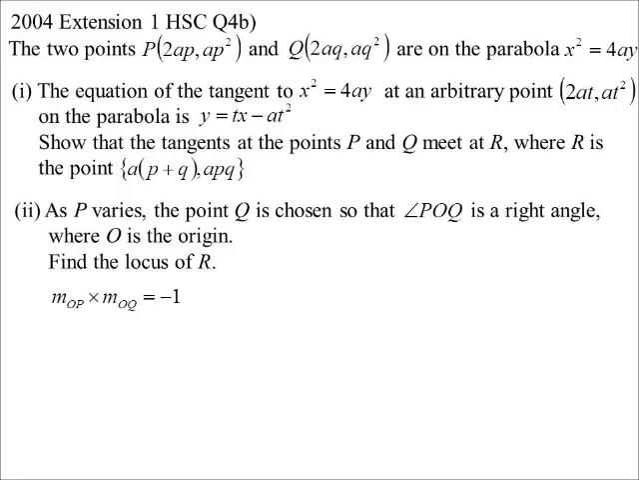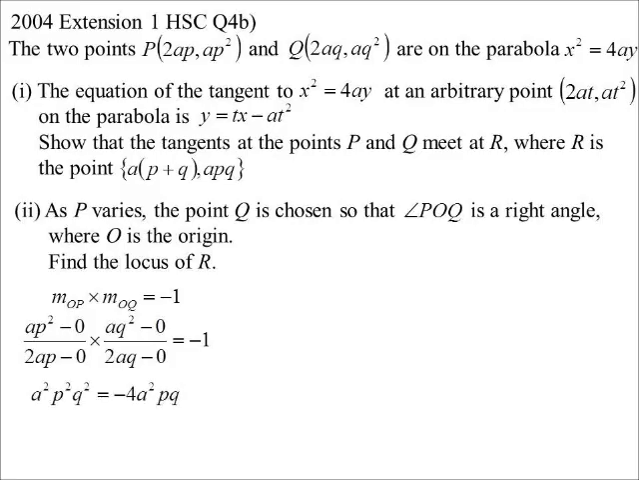They've then given us some information. As P varies, the point Q is chosen so the angle POQ is always a right angle, where O is the origin. So this is going to create a relationship between P and Q that I'll be able to use. So if POQ is a right angle, then I know the slope of OP times the slope of OQ would be -1. So plugging that into our slope formula, eventually we'll come up with a relationship. There it is. Turns out that PQ is -4.